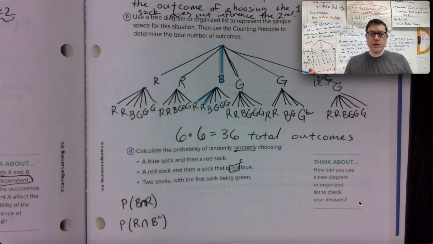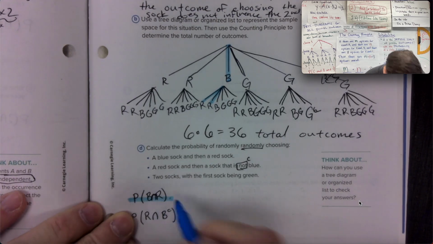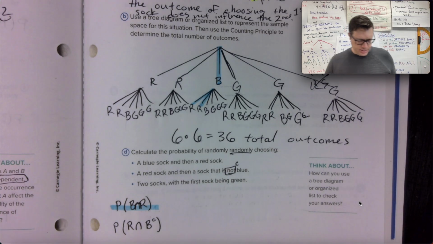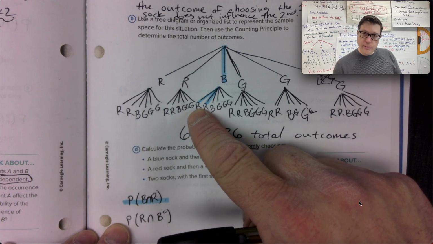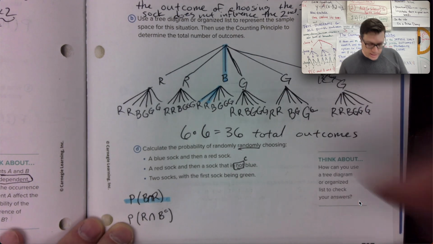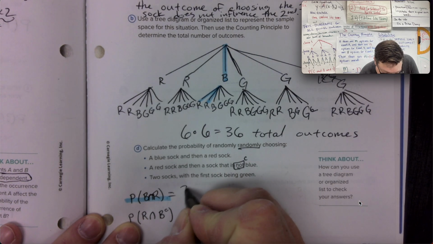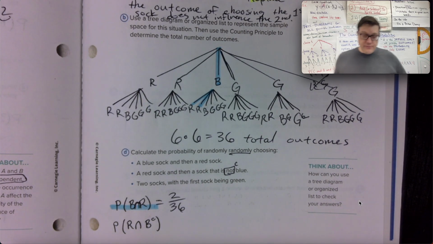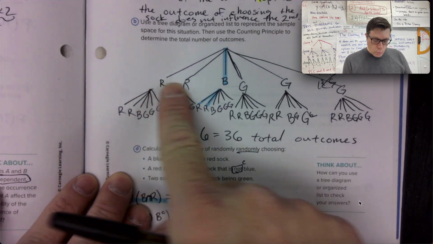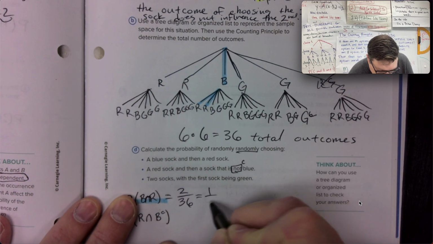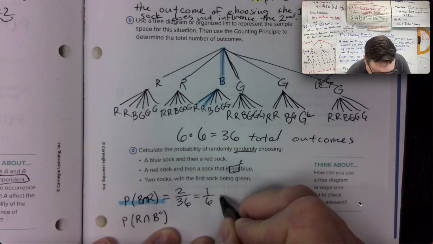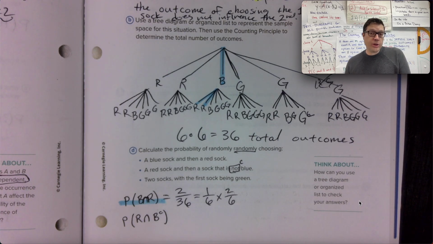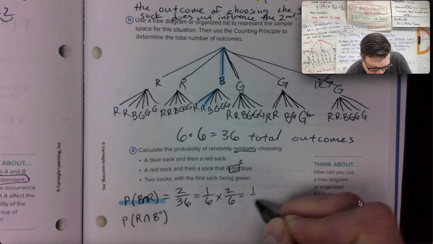Only those 2. That happens 2 times. This branch goes to that red sock, or this branch goes to that red sock. So it turns into 2 out of 36. If you think about it, there's 1 blue sock option, and there are 2 red sock options. So 2 out of 36 reduces down to 1 out of 18.